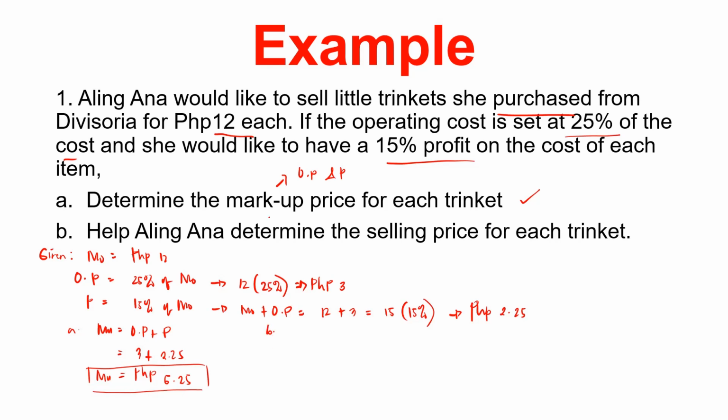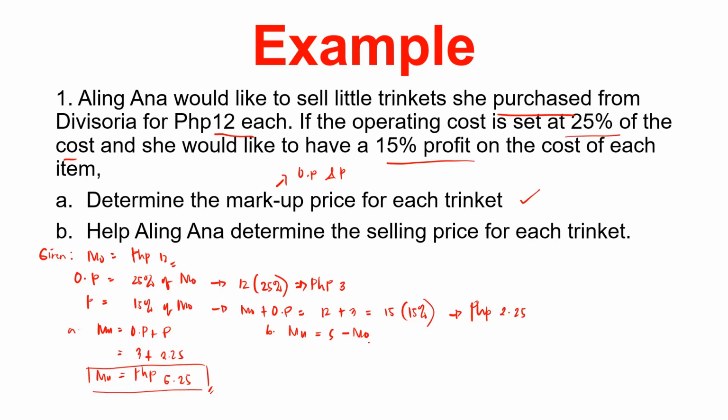Let's have letter B. We are going to determine the selling price of each trinket. Okay? We all know for us to get the markup is equal to the selling price minus the cost price. Since we already know what is our markup, and we already know what is our cost price, technically, we are just going to add them together to get the selling price. So since our cost price is 12 pesos and our markup is 5.25 pesos, you just add them together, you will get 17.25. That's your selling price.